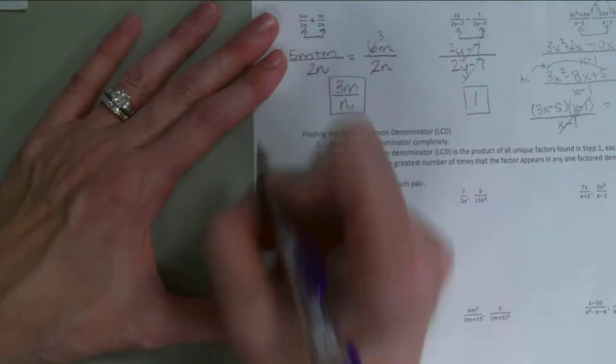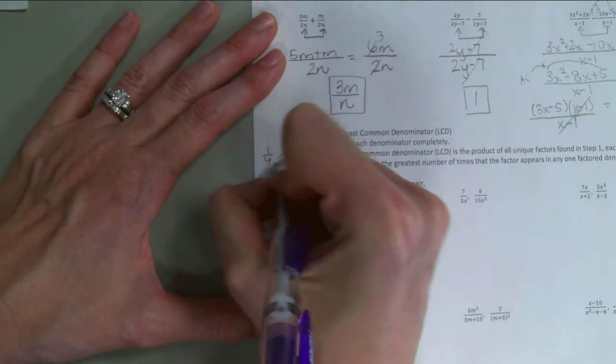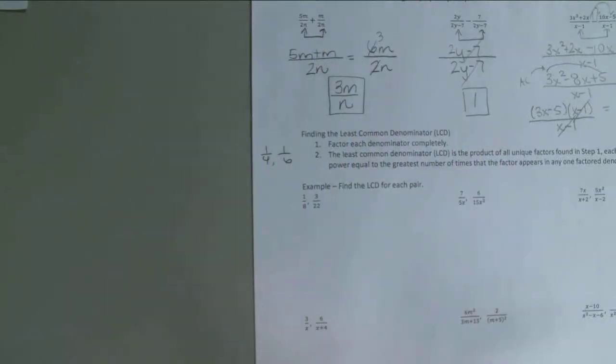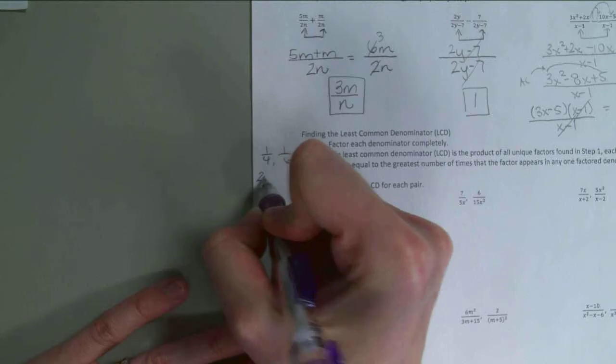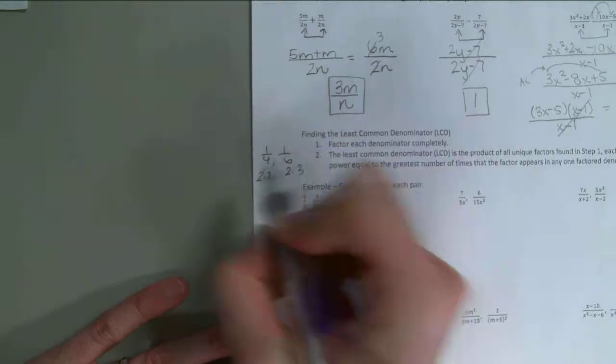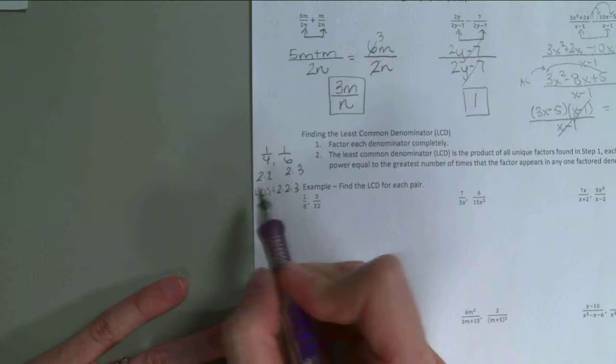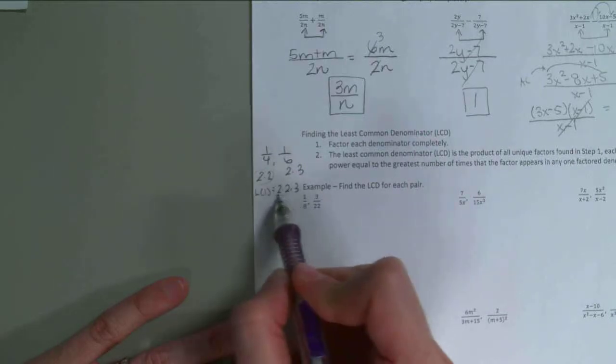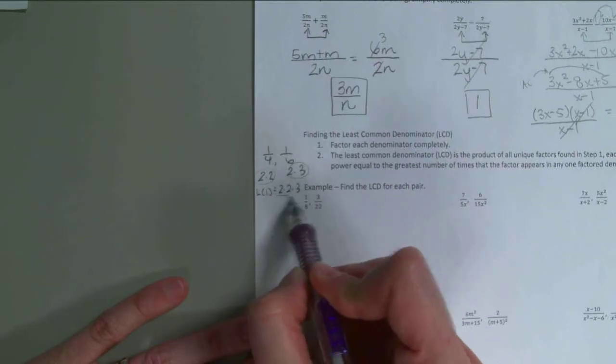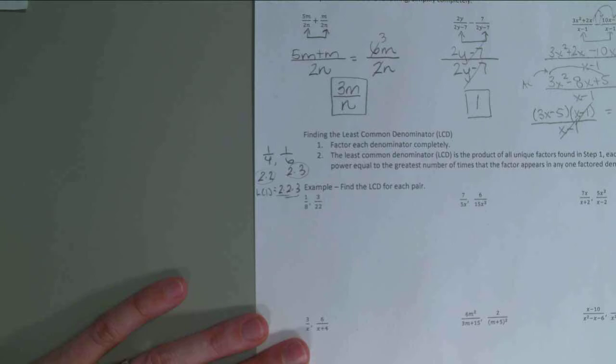So think about 4 and 6, for example. What if we had 1/4 and 1/6? What's the LCD there between 4 and 6? It's not 24, right? We don't do 4 times 6 and get 24. We say, okay, he has a 2 and a 2, he has a 2 and a 3. So our LCD would be 2 times 2 times 3. Because he needs a 2 and a 2, got it. He needs a 2 and a 3, got it. So your LCD ends up being 12, okay? So that's what we're going to do here.